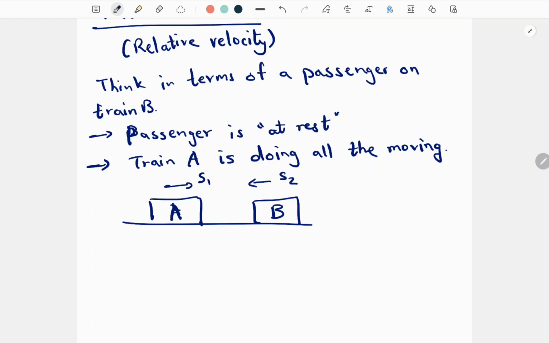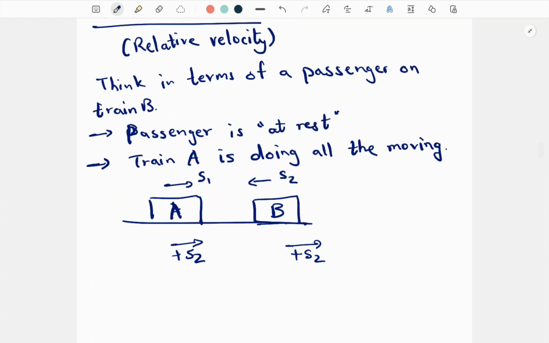Then if I were to imagine train B is stationary, that means I'm adding an eastward or a rightward component here to the speed of B, let's call it S2. Then I have to give the same velocity, so I'm doing a plus S2 here to the velocity, so that B's velocity becomes 0. And then for train A, I also have to add plus S2 here, the speed of train B in absolute value. I have to add it to train A. Only then the relative velocity of the two trains will be the same.